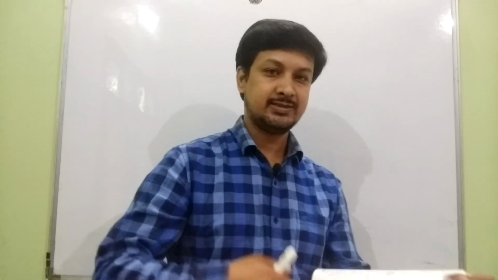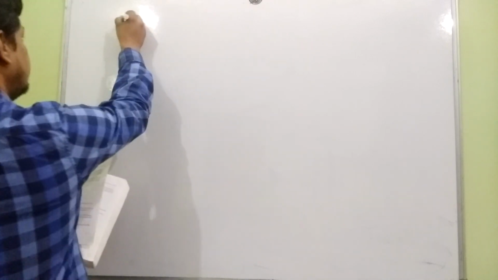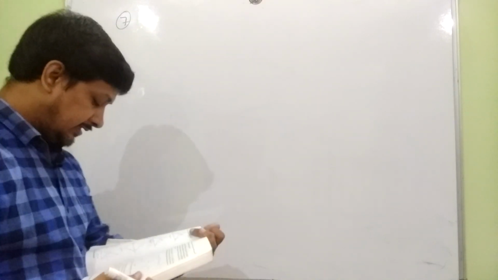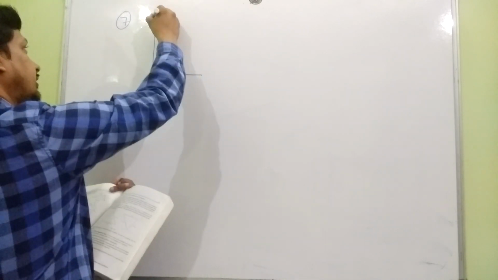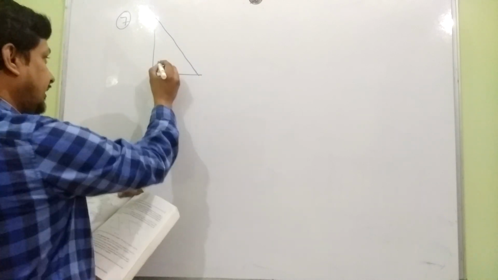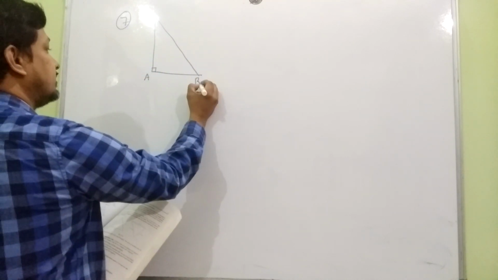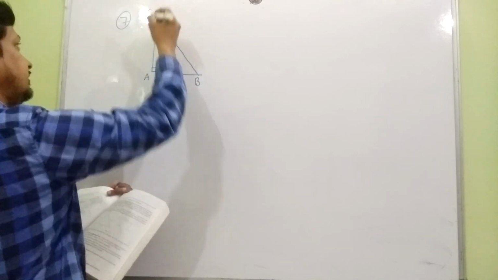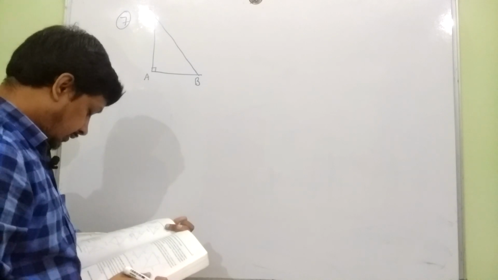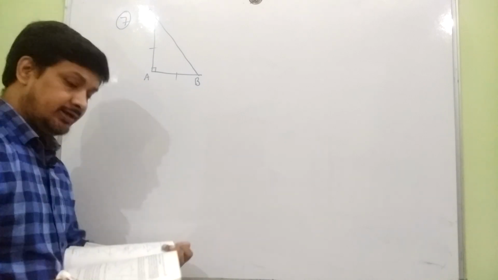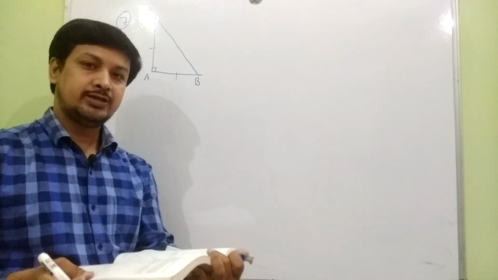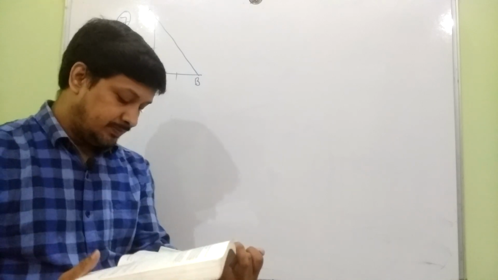We are doing exercise 7.2. So, we will start from question number 7 of this exercise today. Question number 7 is: ABC is a right triangle in which angle A is 90 degree. So, make the figure accordingly. Angle A is 90 degree. So, you can consider A here, B here, and C here, in which AB is equal to AC. It is also given AB is equal to AC. What does it mean? It is an isosceles right triangle. Find angle B and angle C.